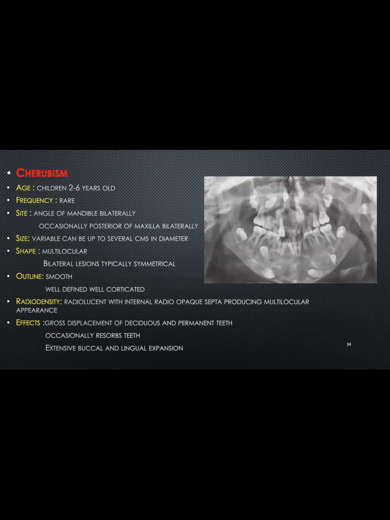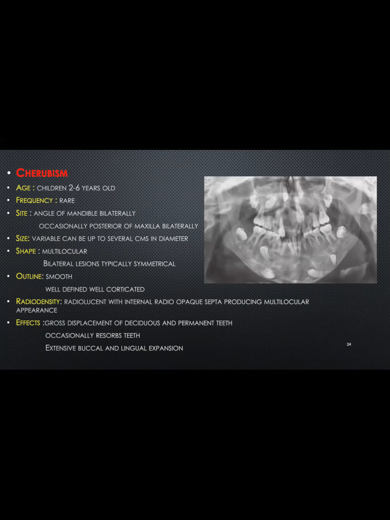Okay, now we're going to talk about cherubism. This is one of the lesions that I talked about that could be specific to a certain age group. It usually happens in children between the ages of 2 and 6. It's rare. Now, this is inherited, but sometimes it could appear spontaneous. On the x-rays, the lesion resembles other giant cell containing lesions.